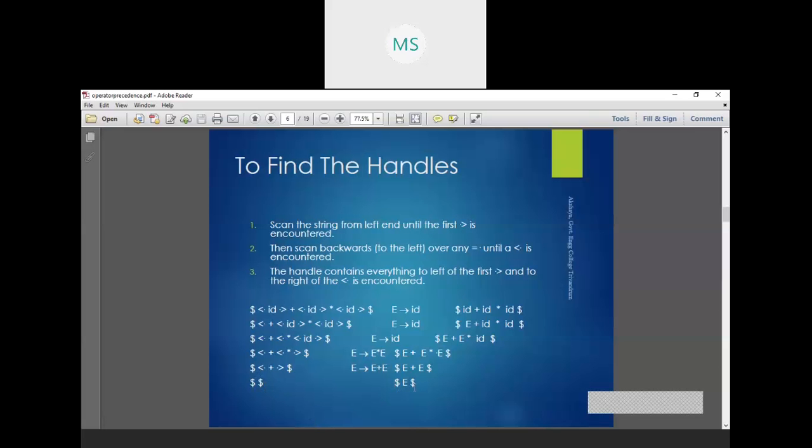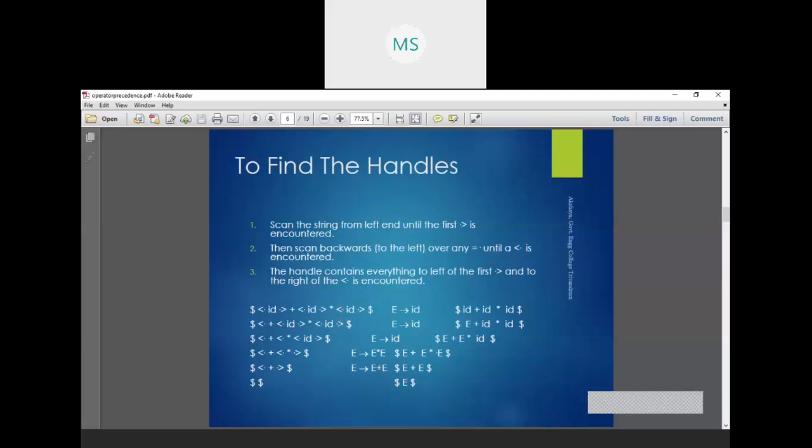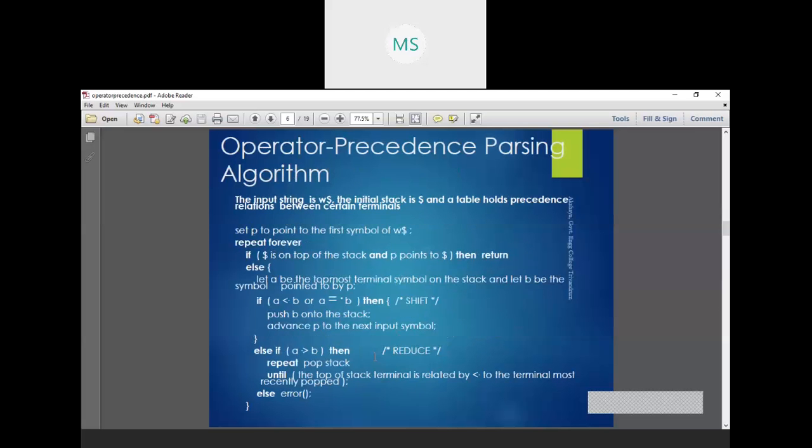See, dollar E dollar. In this way I parse my input string by applying shift and reduce actions to find the root symbol. Now how am I applying this method? This method can be applied by an algorithm. In the exam, you can be asked to write the operator precedence parsing algorithm: when to shift, when to reduce, when to accept, and when we get an error. Using all those four configurations, I now write an algorithm for operator precedence parsing.